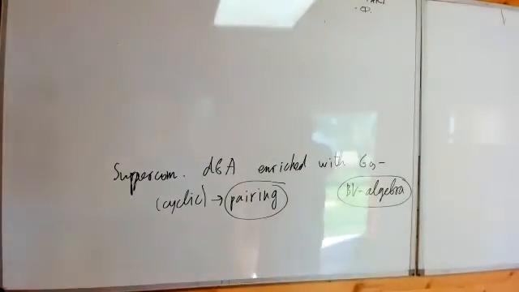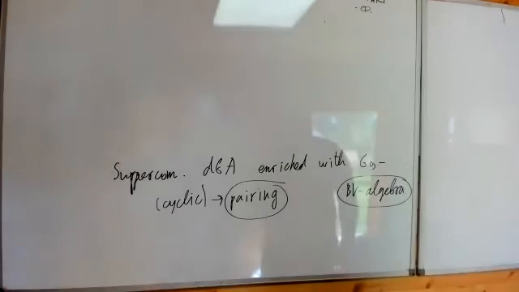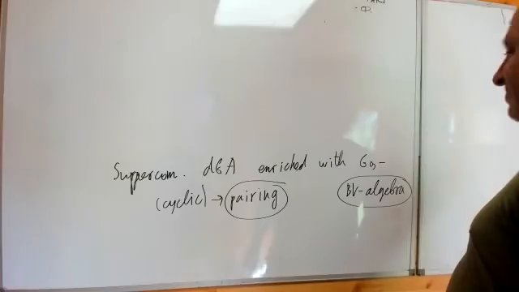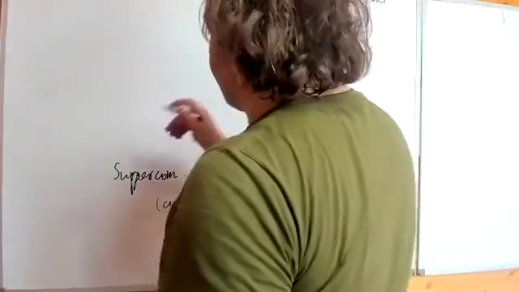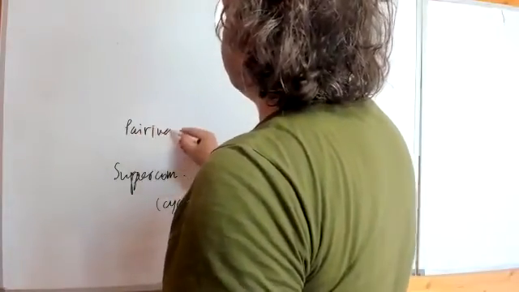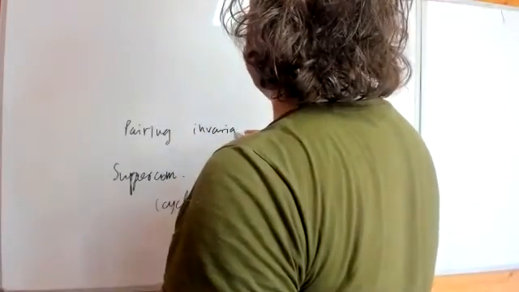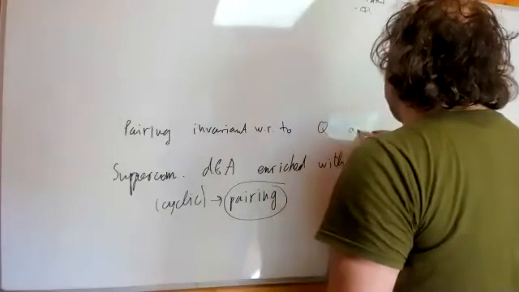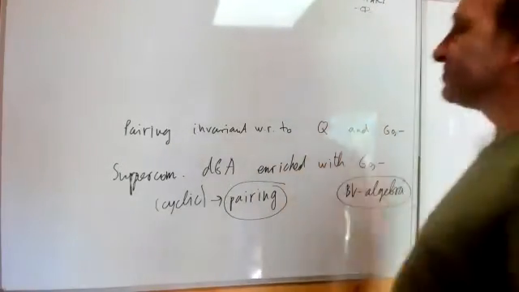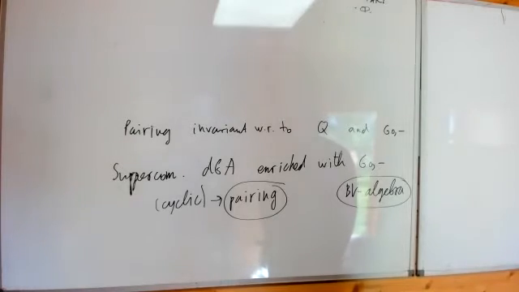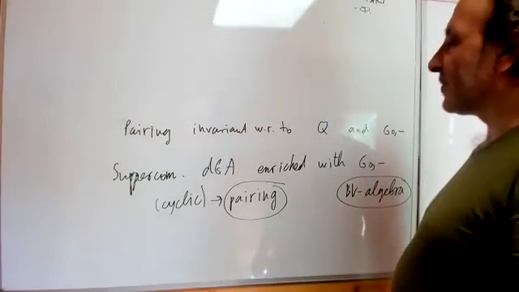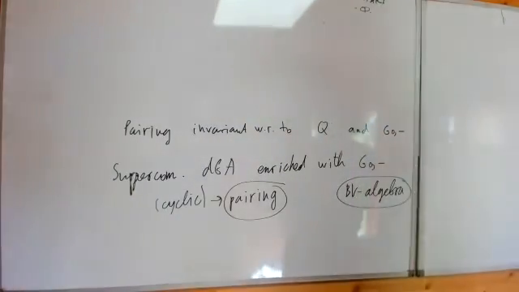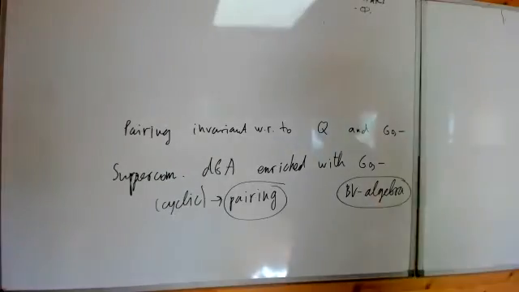But by the way, what do you want from pairing? So what do I want from pairing? I want from pairing, it should be invariant with respect to both Q and G naught minus. So the homotopy is generated by G0 plus. So I do not demand the pairing to be related to G0 plus, only these two.